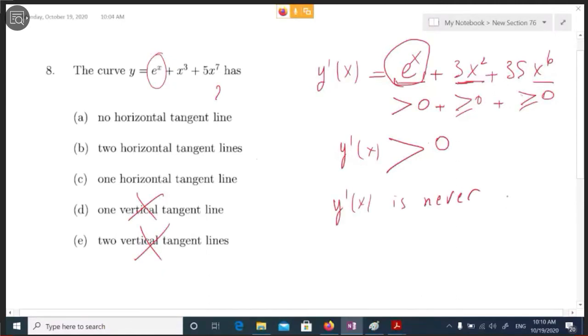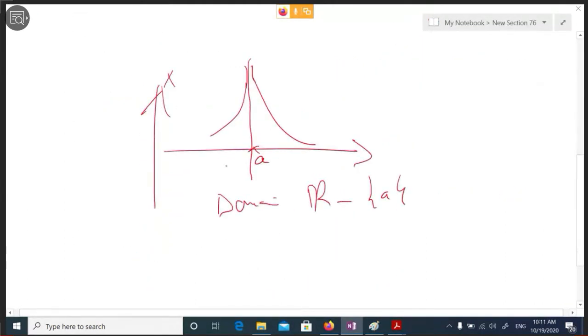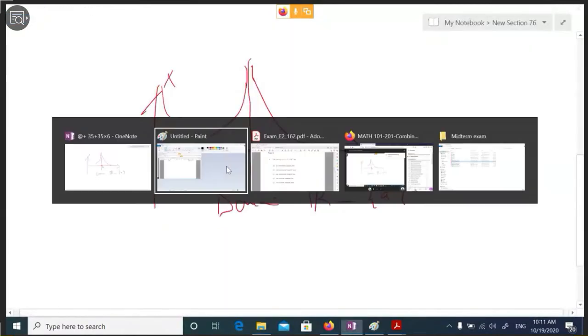So that means the derivative is never 0. And what does horizontal tangent mean? Horizontal tangent means the slope is equal to 0. That means the derivative is 0, so it is impossible. We don't have horizontal. So no horizontal tangent, and no vertical tangent also. No horizontal, no vertical. Okay? So this is how you solve this problem here.